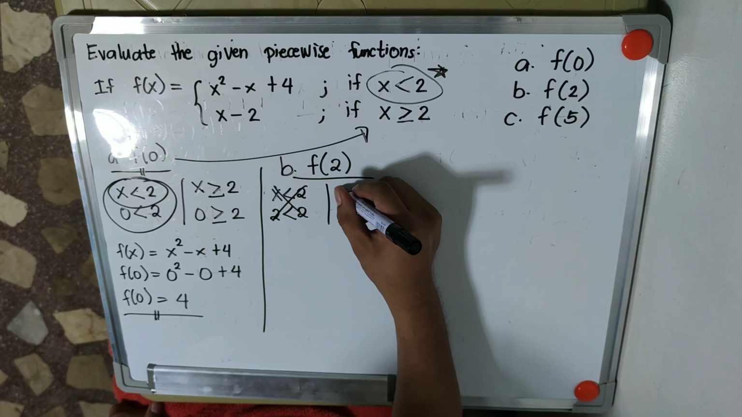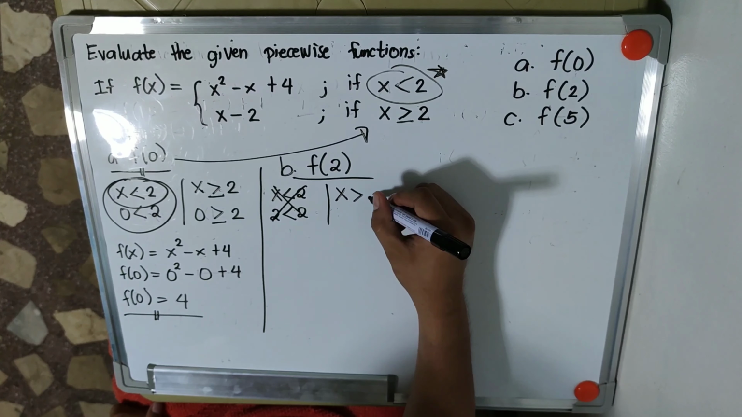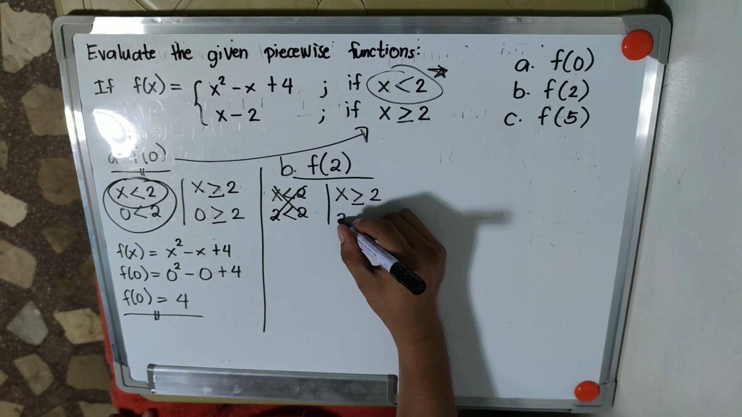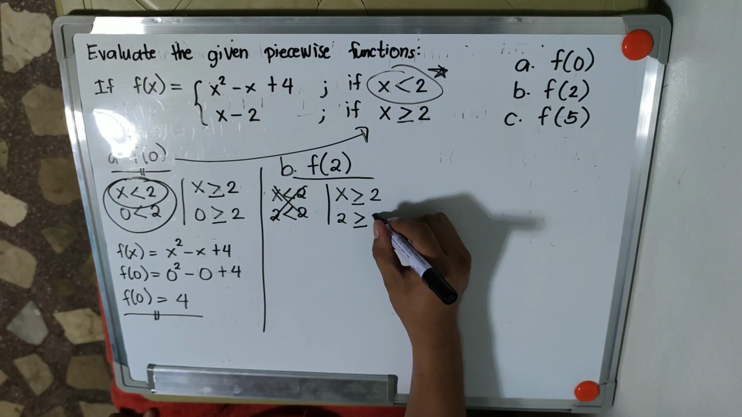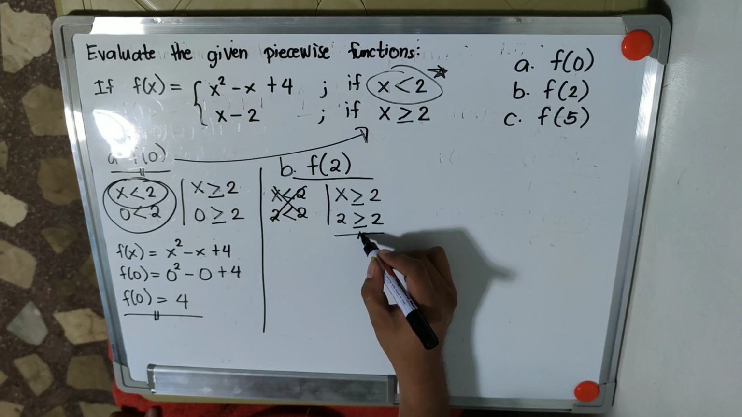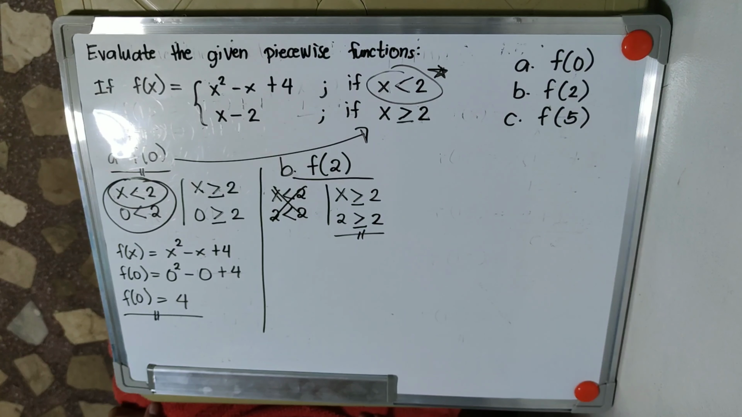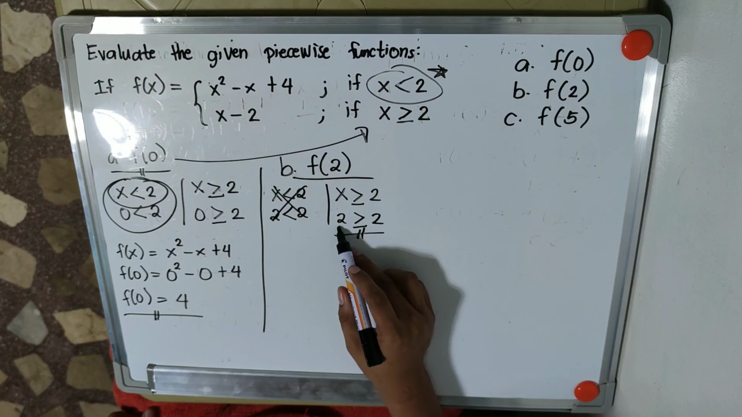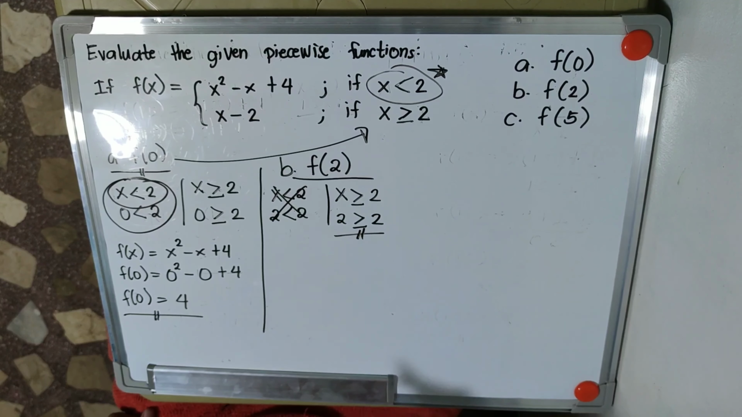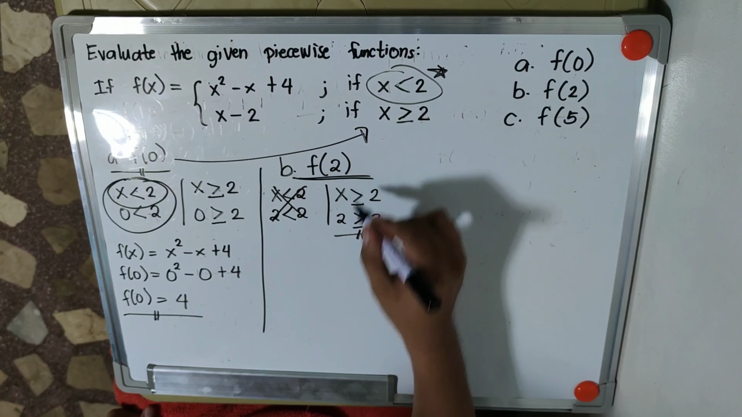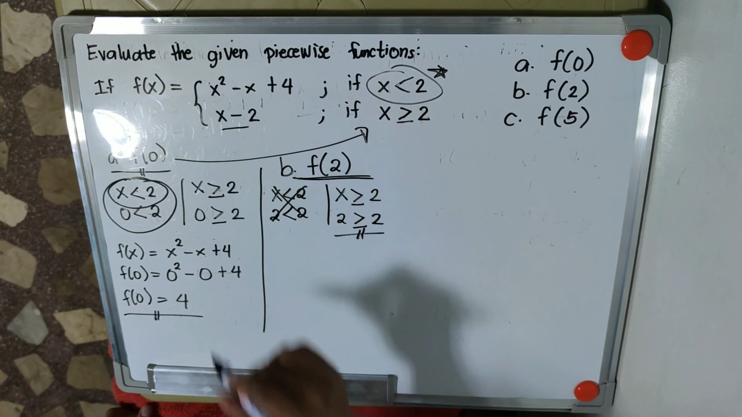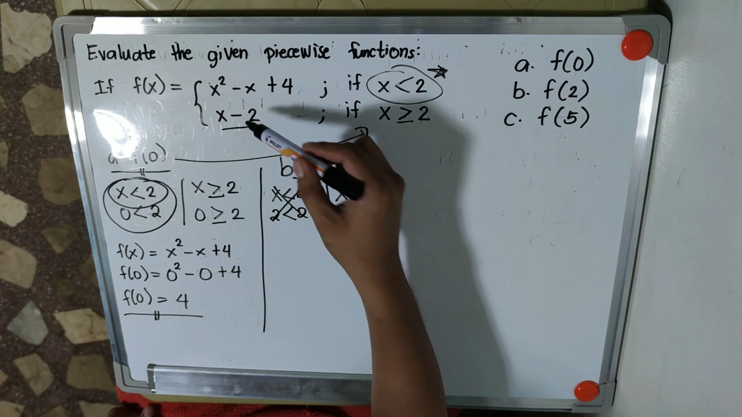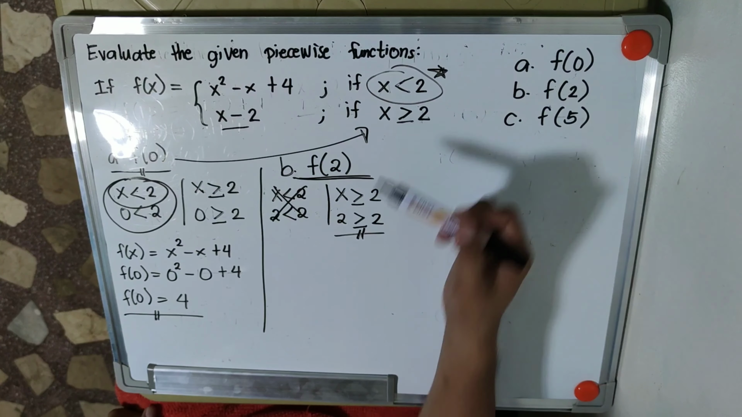This condition. What about the other one? X greater than or equal to 2. Anong x natin? 2 greater than or equal to 2. Is this equation satisfied? Ayan. This is satisfied. Again, 2 because 2 is equal to 2. So therefore, in the function of 2, we are going to use the second equation. Because the second equation, the value of 2 can satisfy its condition.